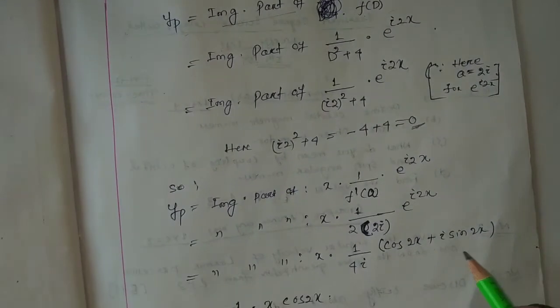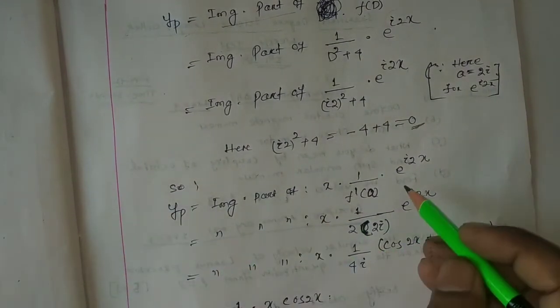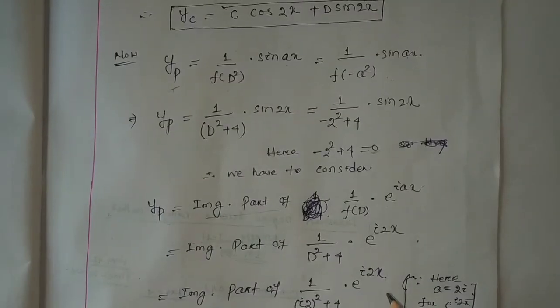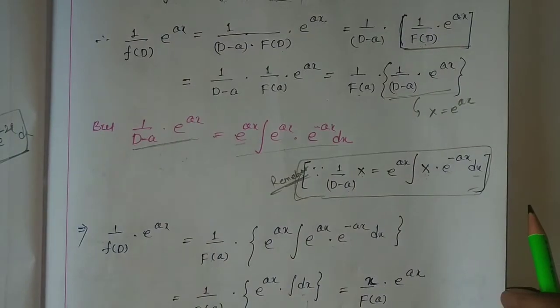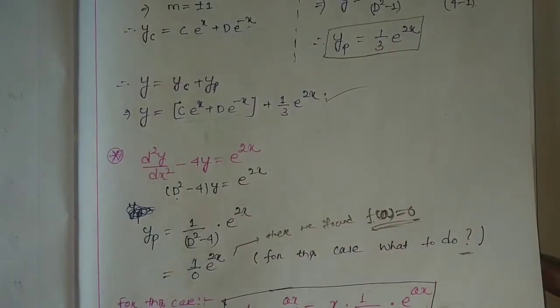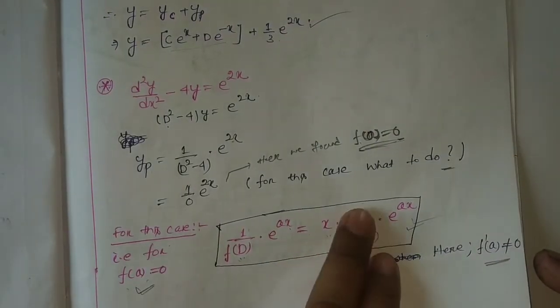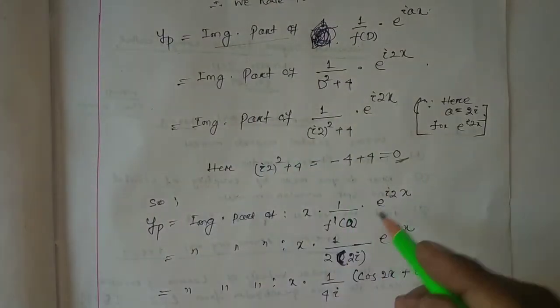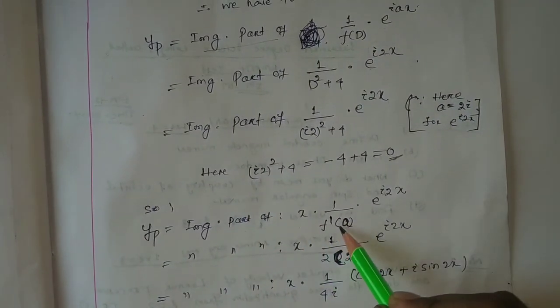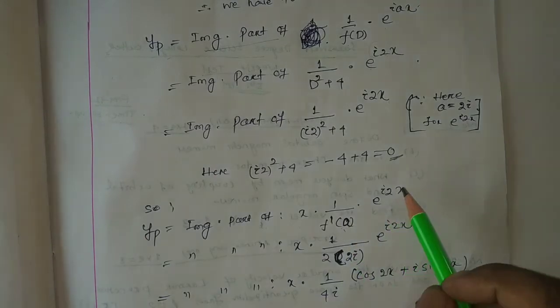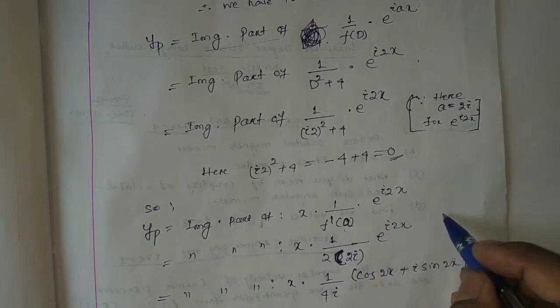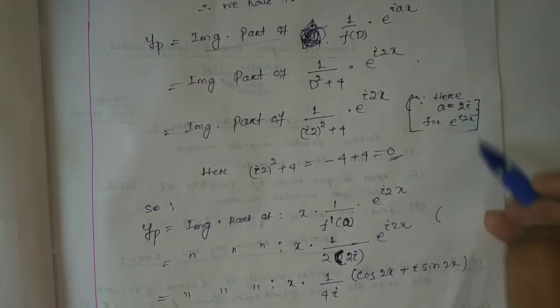So what we have to do? We are going to follow this one, the imaginary part of this case. If it is so, then what is the answer? Then this will be x into 1 by f dash a into e to the power ix, right? So we are going to do the same. So x into 1 by f dash a into e to the power i2x, and here a is nothing but 2i.